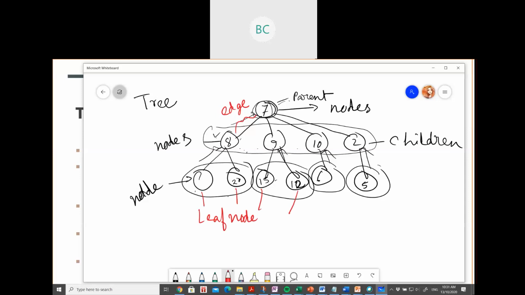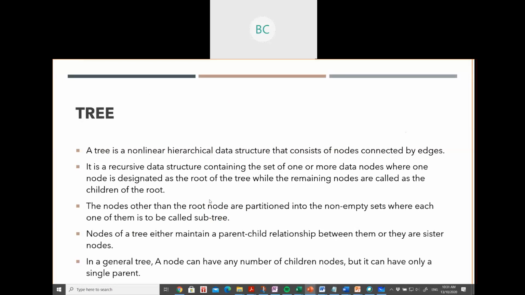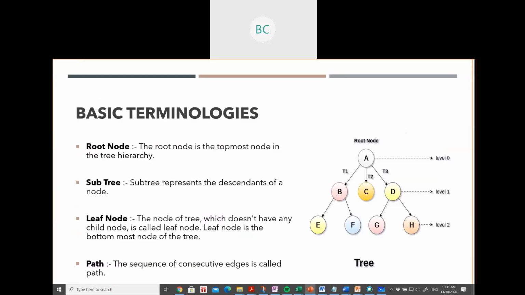Okay. Normally all the last level nodes are your leaf nodes. So there are certain terminologies I just explained just now. The first thing is your root node. Your root node will be your first node. This is your root node. The topmost node is known as the root node.